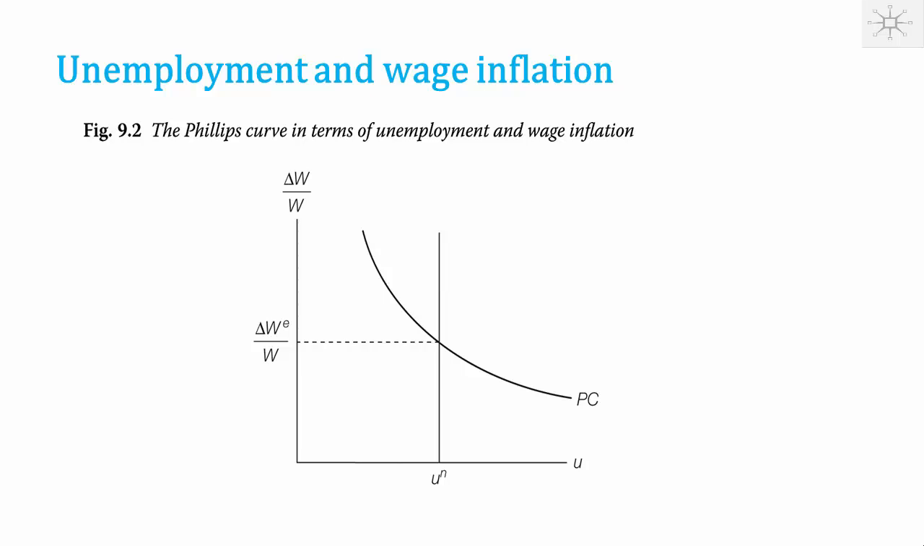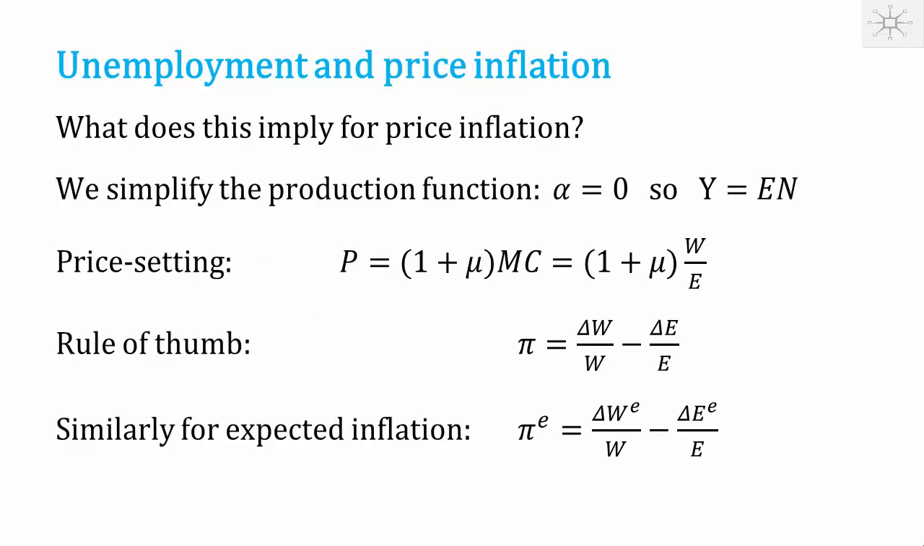So we want to ask what this implies for price inflation. So we want to go from wages to prices. Then, of course, we want to use our price equation from chapter 2. And to simplify this analysis, we disregard capital. So we assume that you only use labor for production. So in the production function, we set alpha equals 0. That means that our production function collapses to Y equals EN. And we omit capital just to simplify this. And you just have to trust me that we don't miss anything really important.